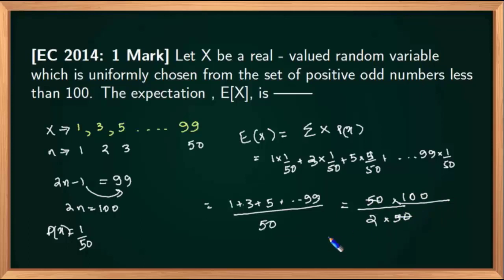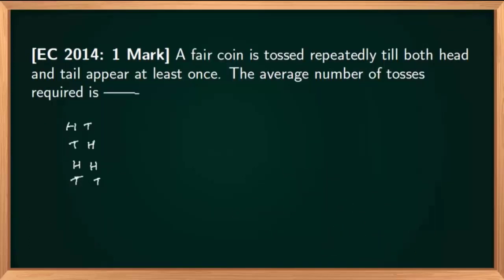So the expected value will be 50. So my expected value will be 50. A fair coin is tossed repeatedly till both head and tail appear at least once. The average number of tosses required.